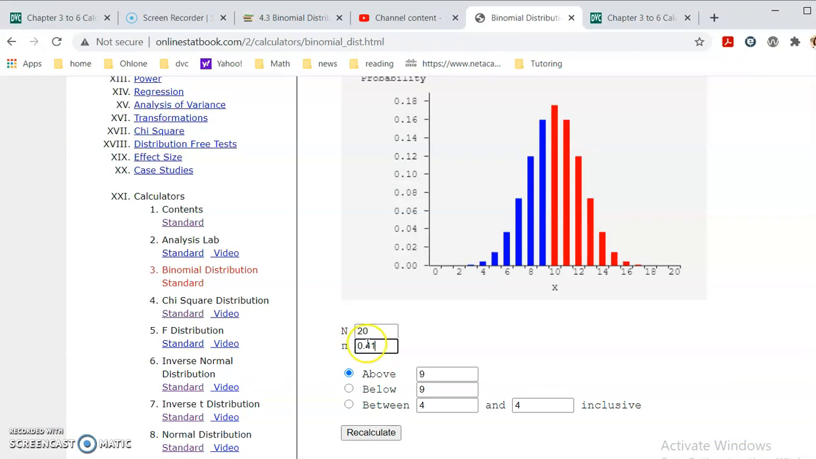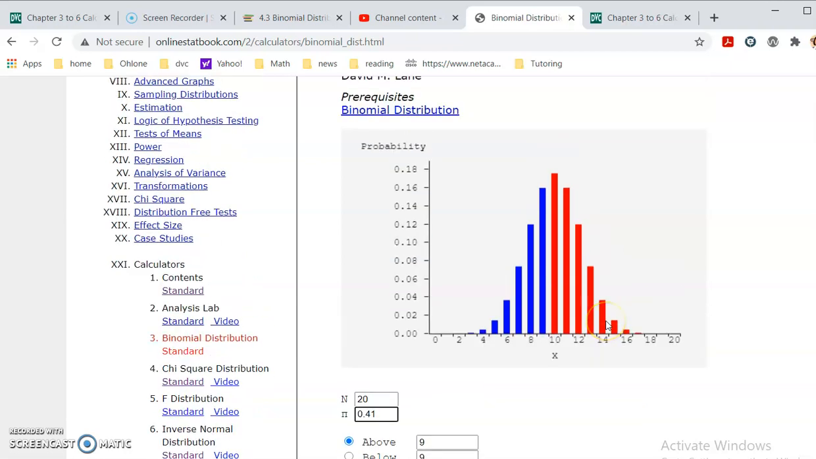Now the restriction for this particular calculator is that if you want 0.415, you can enter it, it just doesn't show up. So it's only 2 decimal places. If you have 3 decimal places, it doesn't work. For those cases, you have to use StatDis. StatDis would do any number of places.